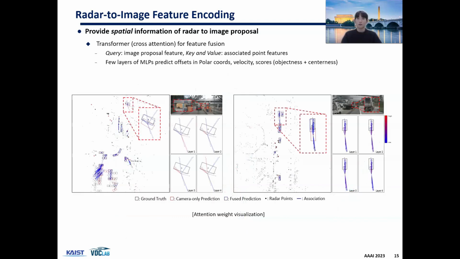We visualize the attention weights to show where the image proposal looks more for the fusion. On the left side, the black, red, and blue boxes denote the ground truth, image proposal, and fusion results. And the lines between image proposals and radar points show the association with each attention weight. As the layer goes deeper, our attention module ignores points from the background and puts more weight on the foreground points. Therefore, the refined center can be closer to the ground truth center.